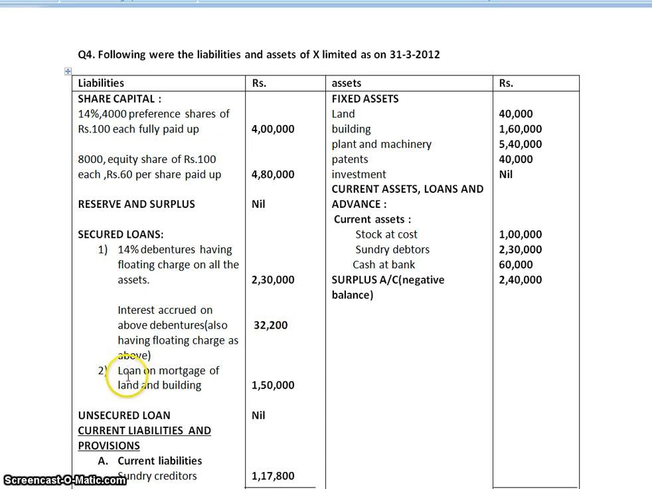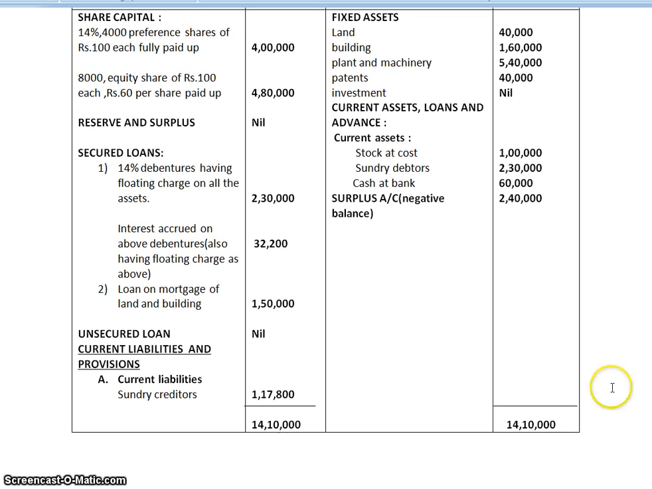Next, we have loan on mortgage of land and building. That means a loan has been taken from a financial institute by the company, and against it, as a mortgage, that means as security, the company has provided the land and building. So the amount is 1,50,000. Here we can see that the land value is 40,000 and the building is 1,60,000. That means by selling this land and building, they can easily cover the loan amount. Next is unsecured loan. Here the amount of unsecured loan is not given, it is nil.